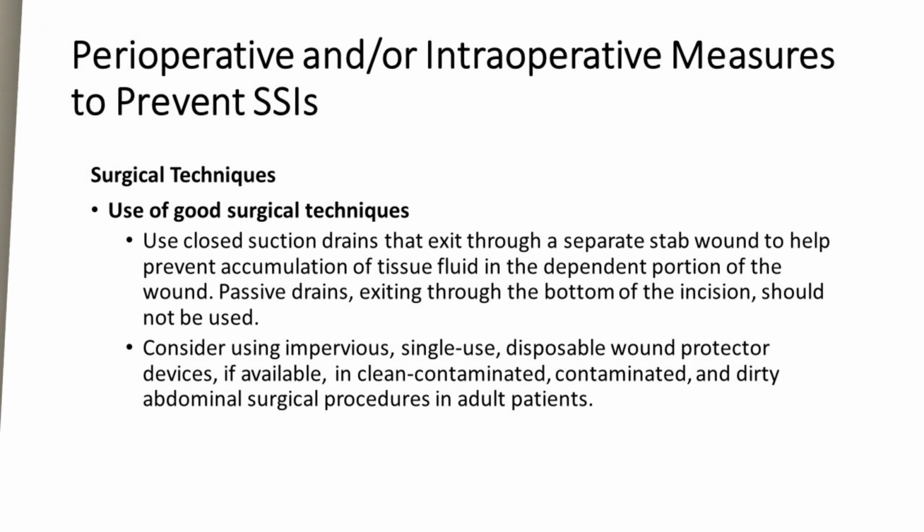Then handle soft tissue gently to avoid crushing, which can result in tissue death or damage that can lead to infections. Use either sterile, disposable or reusable woven or non-woven wraps to cover the surgical sites and surrounding areas during the surgical procedures. Use closed suction drains that exit through a separate stab wound to help prevent accumulation of the tissue fluid in the dependent portion of the wound. Passive drains exiting through the bottom of the incision should not be used.